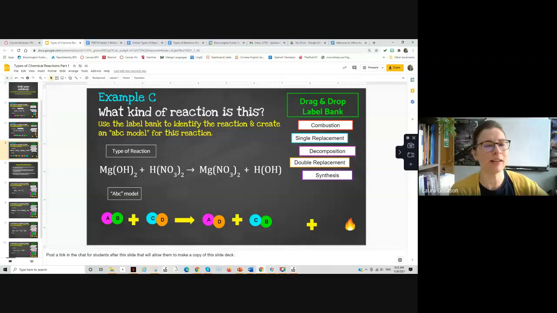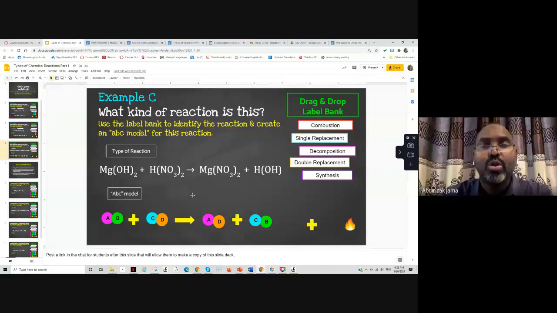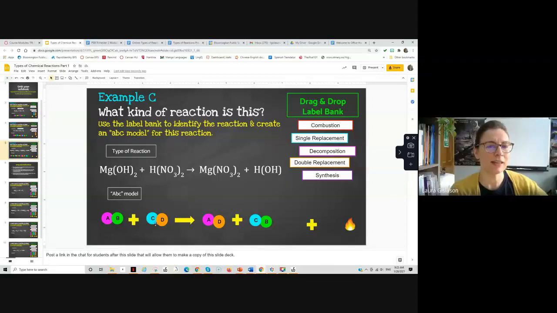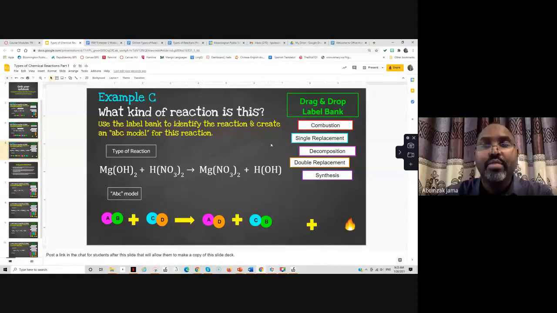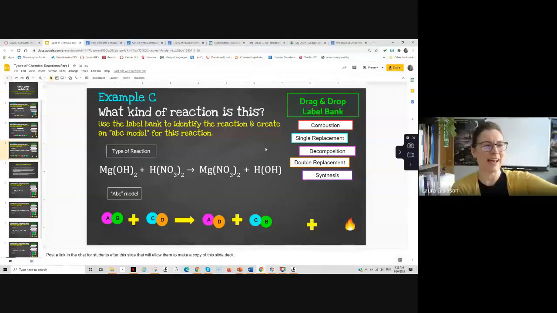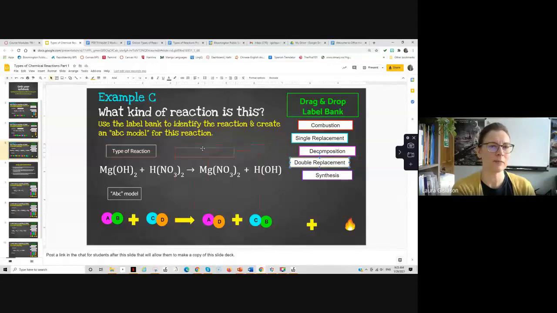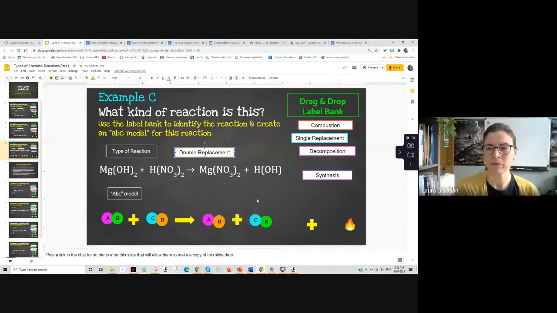Isabella said combustion, and that is a good educated guess because combustion looks similar to this, except combustion does have a single element on this side. There's only one where we have two compounds and then it gives you two compounds. Which of these names basically has the word two in it? Ms. Gillison got it already. Okay, good. Double replacement. The word double means two, right? So we have double compounds on this side and double compounds on this side.